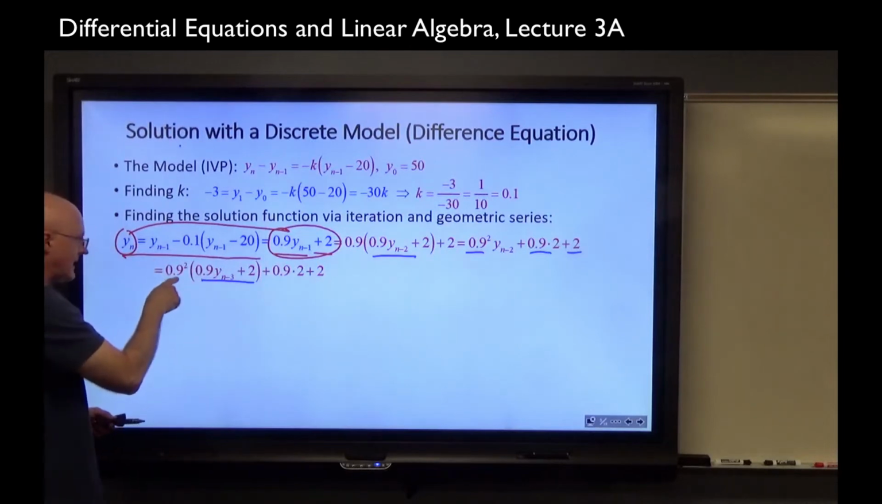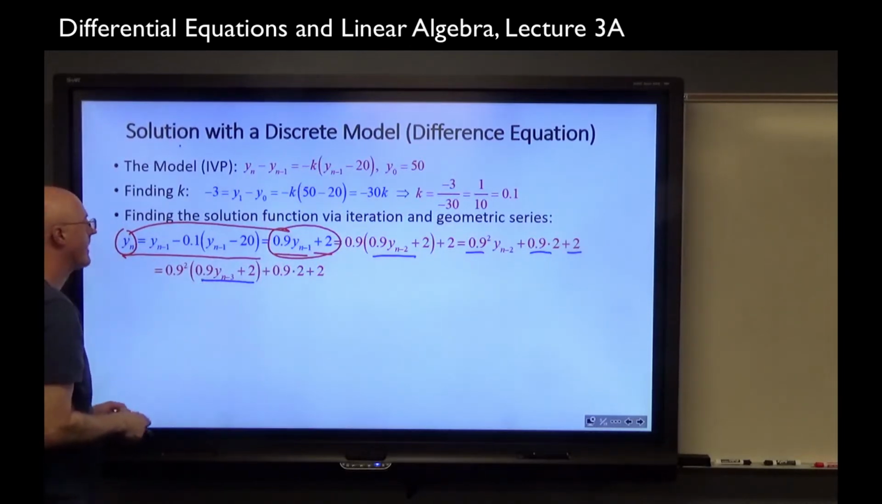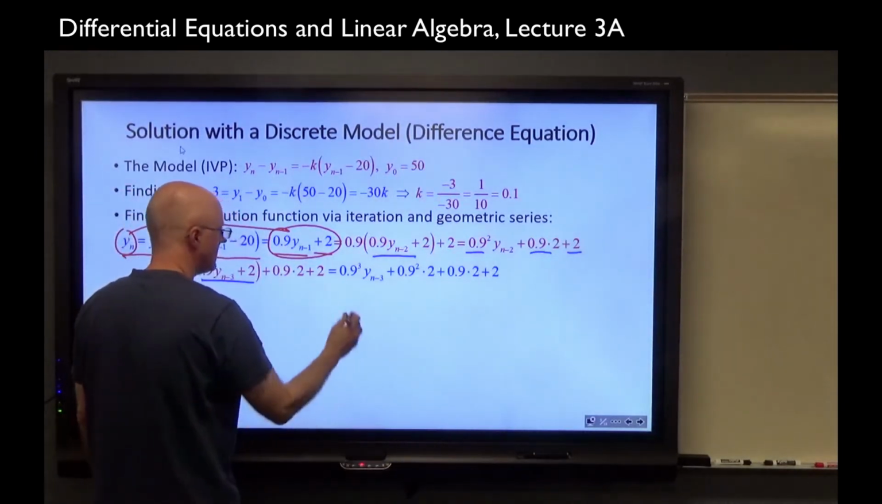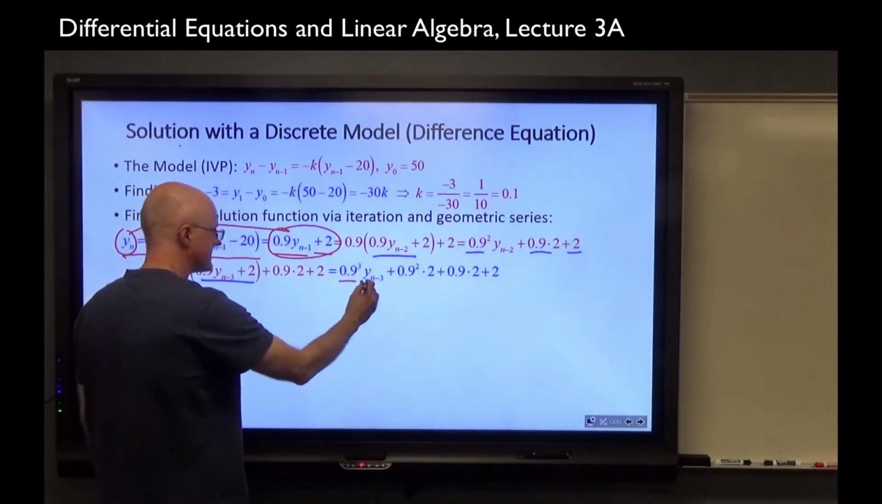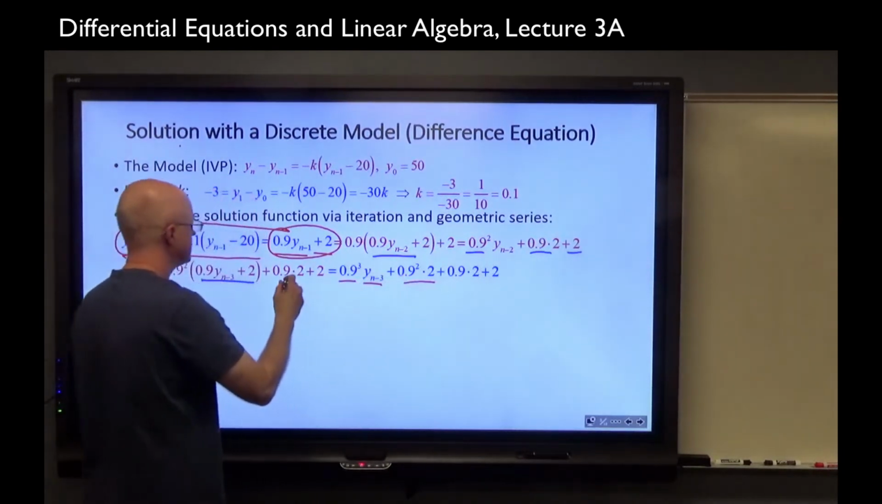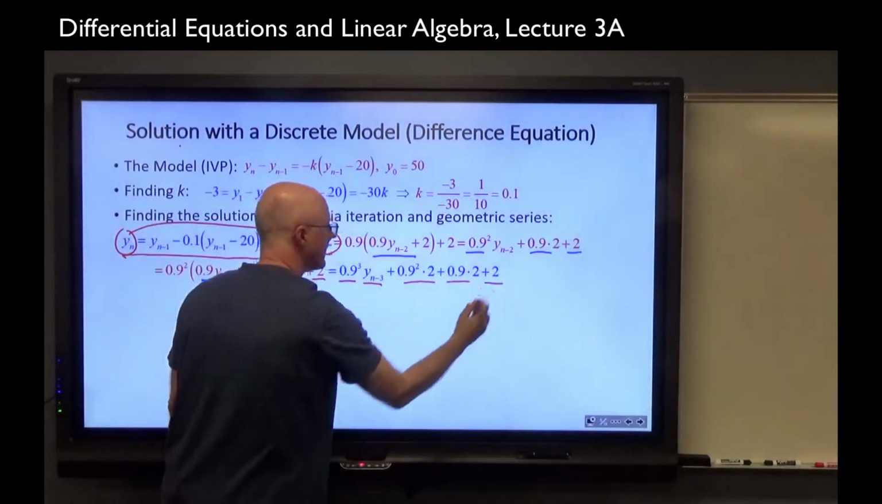And distribute the 0.9 squared through now to get this. Go back to red here. 0.9 cubed times yn minus 3. 0.9 squared times 2 is this. I still have this and this over here and here.